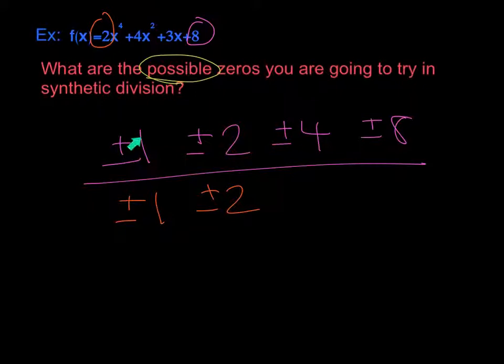So you need to do 1 divided by 1, 1 divided by 2, 2 divided by 1, 2 divided by 2, 4 divided by 1, 4 divided by 2, 8 divided by 1, and 8 divided by 2. You need to actually list out all the combinations.